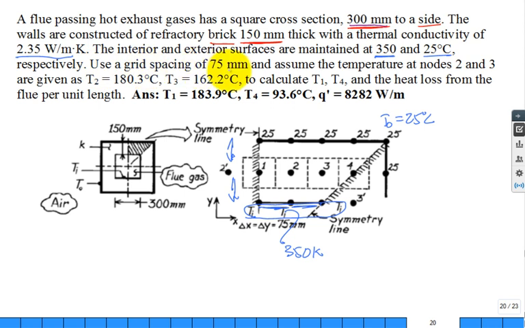Using a grid spacing of 75 millimeters, assume the temperatures at node 2 and 3 are given, this temperature and that temperature. So here is node 2 and node 3. They just gave them to you. I remember this one. It was painful. If you go to Wiley Plus, which I deleted this problem from, they put in T2 as 108.3.